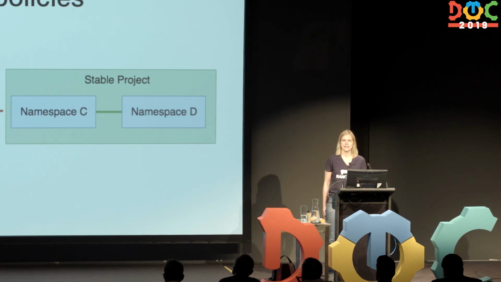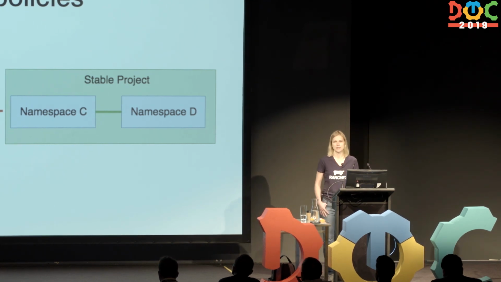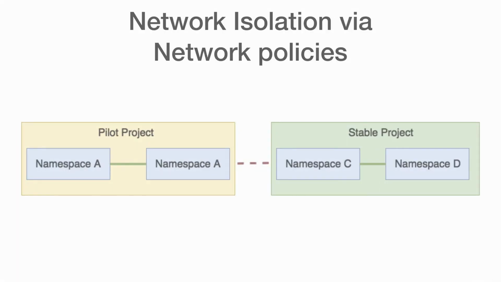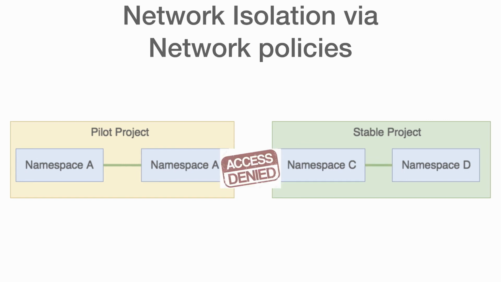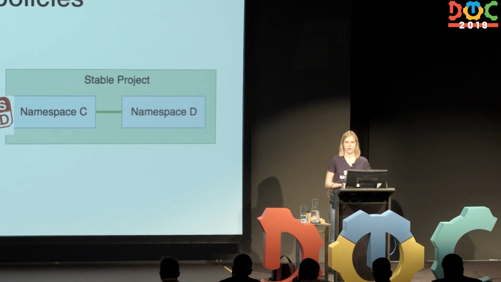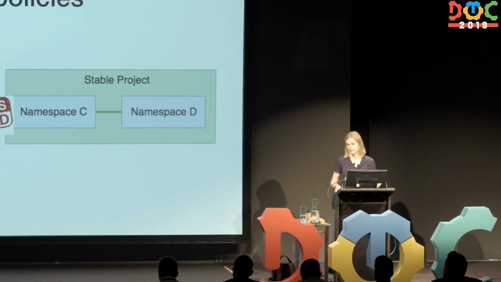Now, for the network isolation, Kubernetes has a very good concept of the network policy. With the network policy, you can configure it so that namespace A cannot access namespace C. But with the project concept that we've added, you can configure the network policies on the project level. So in case you want to group several namespaces together, you don't have to apply the network policy per namespace anymore. You can just apply it per project.